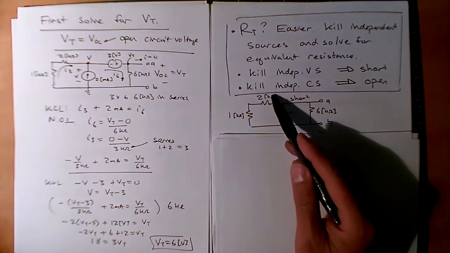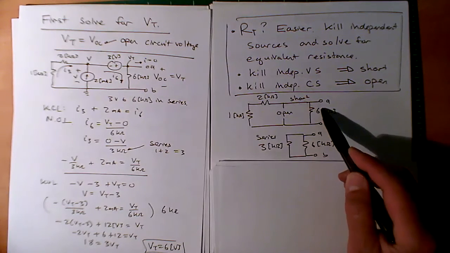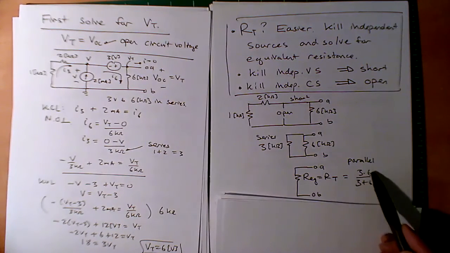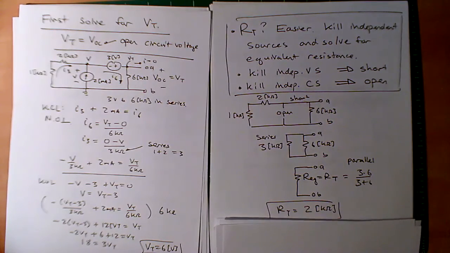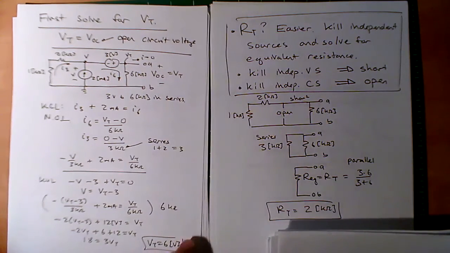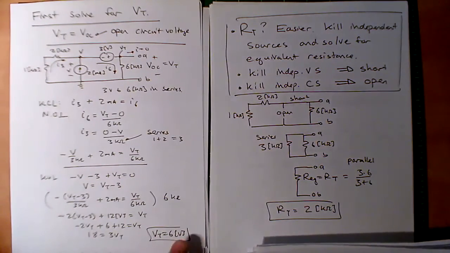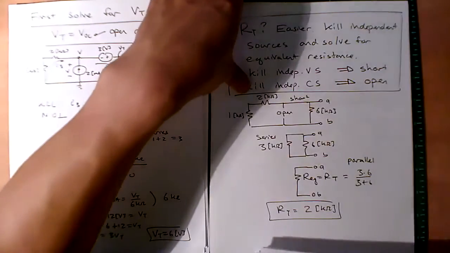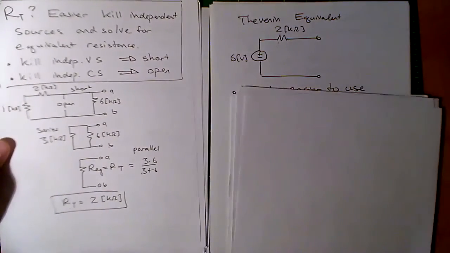Well, it's pretty straightforward. This becomes 3 because they're in series, and then this 3 is in parallel with 6. So then I can go, well, 3 times 6 over 3 plus 6, that's the parallel, and RT is 2 kilo ohms. So what that says is I can replace this entire circuit with a 6 volt source in series with a 2 kilo ohm resistor, and it'll behave exactly the same way. Just like that. That's kind of neat.